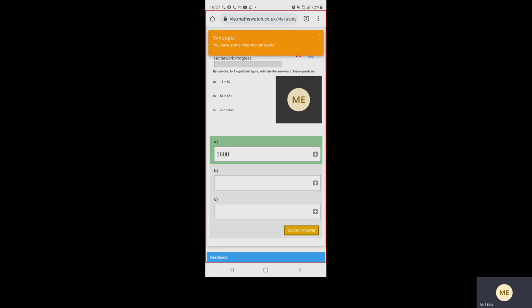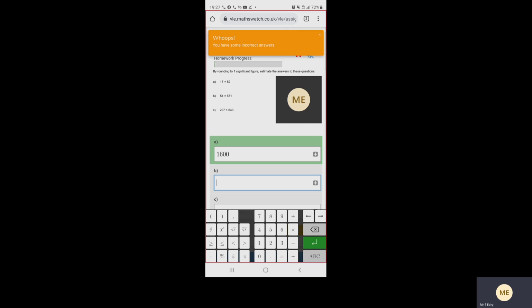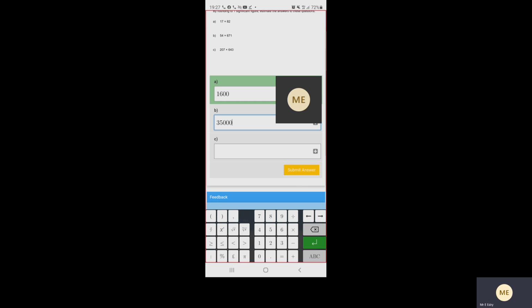Okay. For the second one, 54, think about what that would round to. For the first digit or the first significant figure, the first digit which is not zero is five. The four tells the five to round down essentially. So it stays a five and then everything else goes to zero. So I have 50 times, now 671 to one significant figure, that will round to 700. So I've got 50 times 700, which is 35 followed by three zeros, which is 35,000.